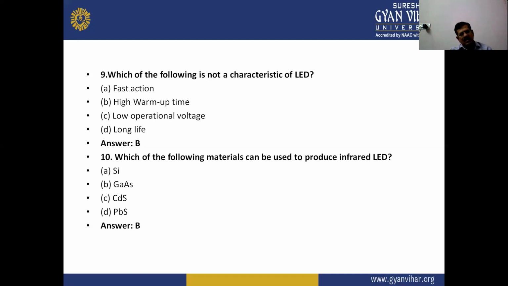Question number 10 and the last question. Which of the following materials can be used to produce infrared LED? Option A is silicon. Option B is gallium arsenide. Option C is CdS. And option D is PbS. So here the correct answer is option B, gallium arsenide.